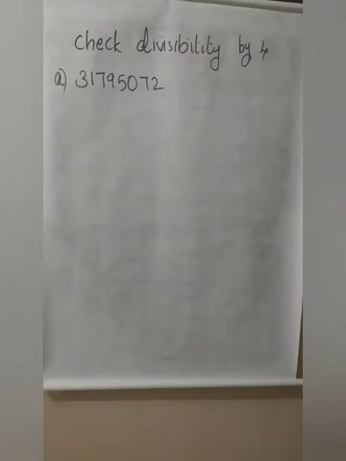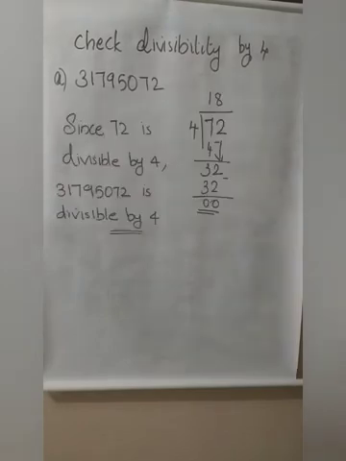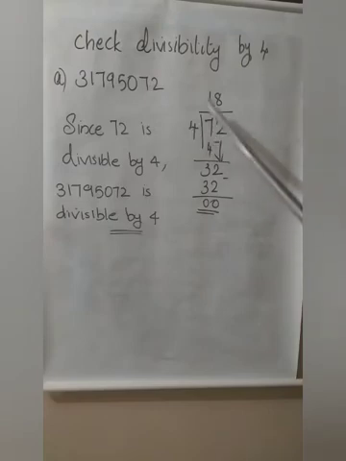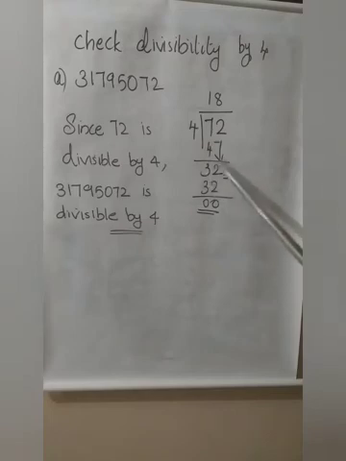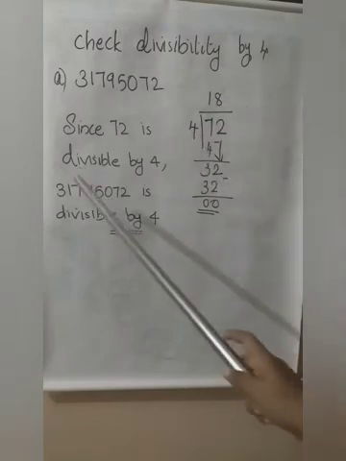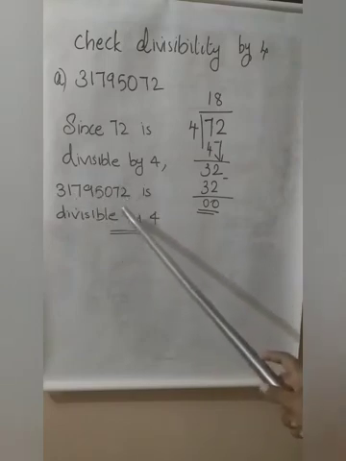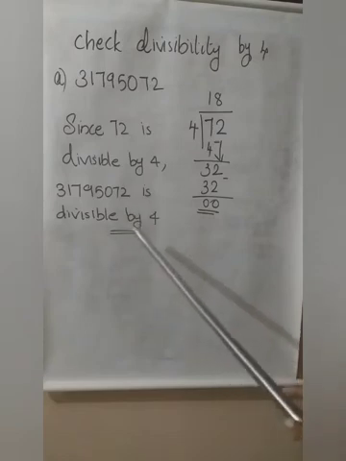So we can check whether 72 is divisible by 4 or not. Dividing 7 by 4, one time. 1 times 4 is 4. Subtracting, we get 3, and bringing down the 2, we get 32. In 32, 4 goes 8 times. So you are getting the remainder 0. That means 72 is divisible by 4. Then we can say 3 crore 17 lakh 95,072 is divisible by 4.